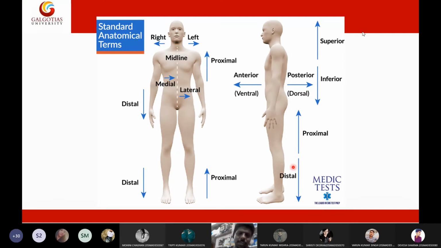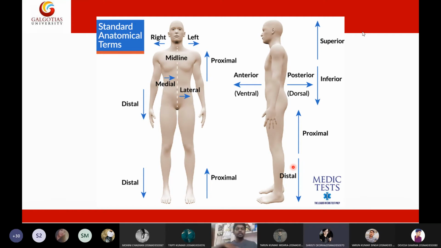Very good. Then towards the top is called as? Superior. Very good. Cranial. We can say cranial, or we can also say proximal. Very good.